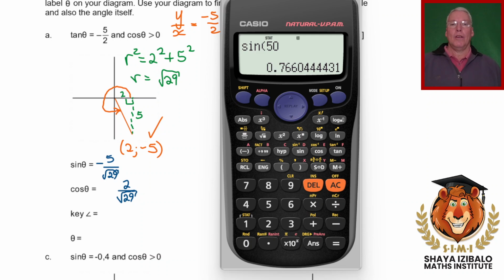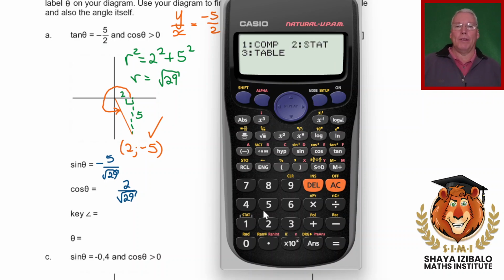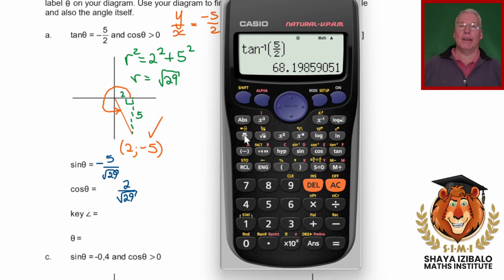Okay, here we go. To find the key angle, we know that the tan of the angle is -5/2. I just need to put my calculator in the right mode. We can go shift tan. I'm not going to put the negative into the calculator. I'm just going to go shift tan of 5/2. That's about 68 degrees. I'm just going to round it off to 68 degrees.